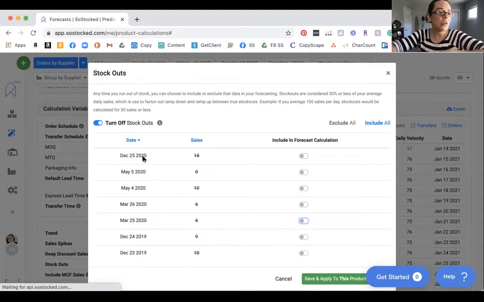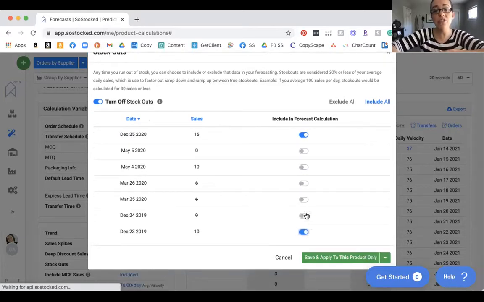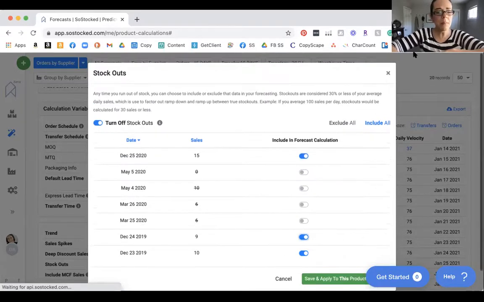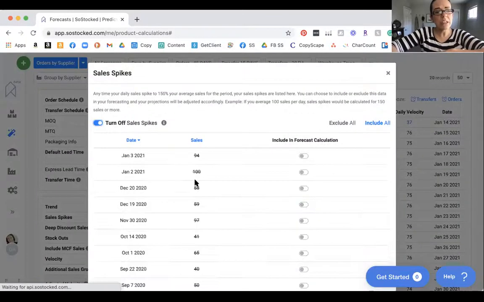So for December 25th, this might have been an accurate sales day, right? There's 15 units for Christmas because there are not a lot of people on Christmas that are making purchases. So you might want to add those back in, but that's how you should be looking at your stock outs. Sales spikes is similar, the only thing is it's looking at anything that's 150% of your average sales for the period or higher.